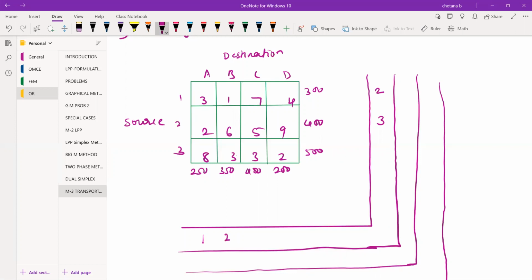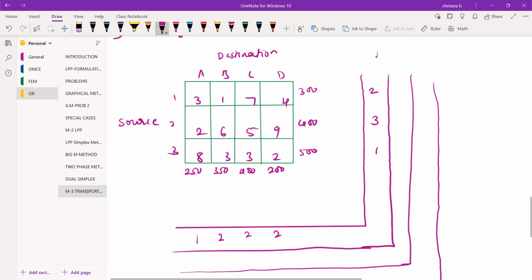Next, third row. Minimum is 2, next minimum is 3, so 1. Next column. Minimum is 3. Next minimum is 5. Difference is 2. Similarly, minimum is 2. Next minimum is 4. Difference is 2. Okay. Now, out of these values which you have calculated, here we take the row differences and these are the column differences. We call these the row penalties.